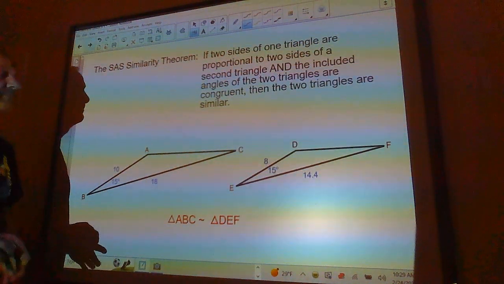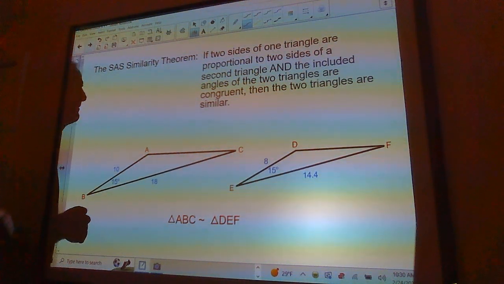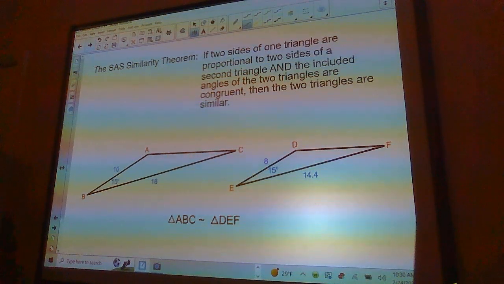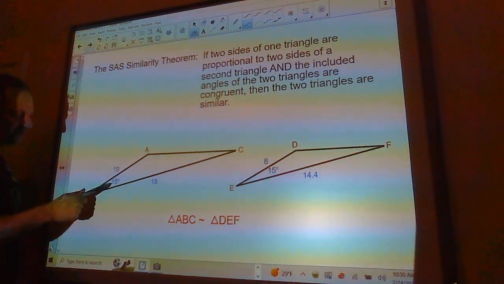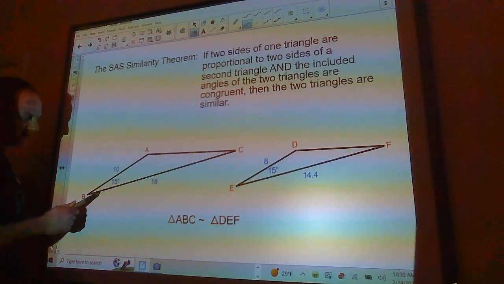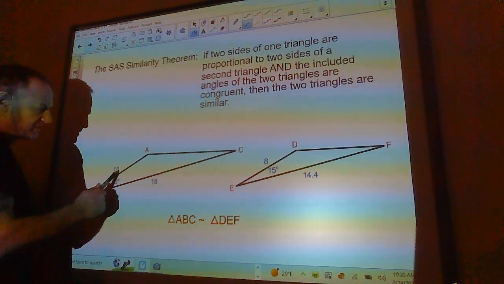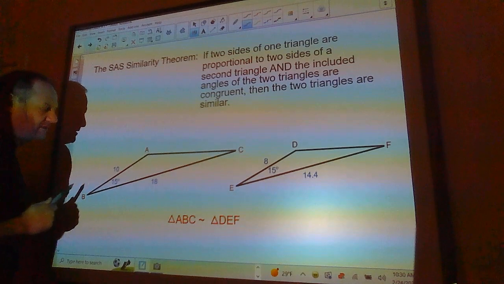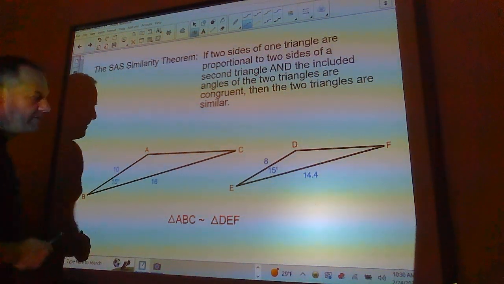Side-angle-side similarity. If two sides of one triangle are proportional to two sides of a second triangle, and the included angles of the two triangles are congruent, then the two triangles are similar. Okay, so remember, an included angle is an angle between two sides. So this 15 degrees is included between 10 and 18 because it's between those two sides right there. Angle A would be included between 10 and side AC. Okay, and angle C would be included between 18 and AC.